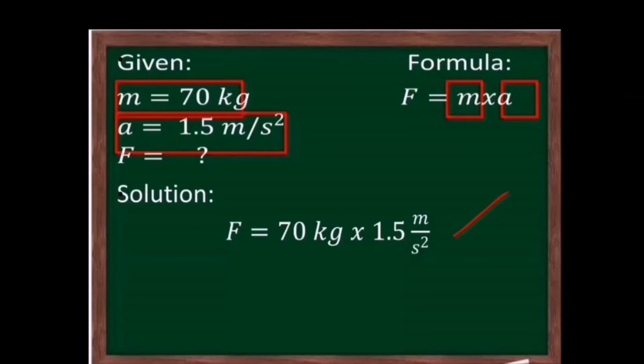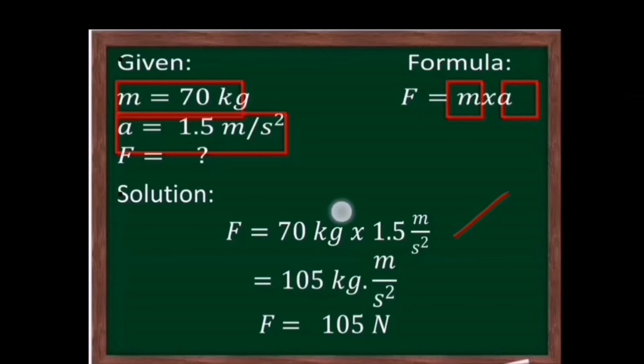So multiply 70 by 1.5, the answer is 105. Then copy and combine the units kilogram and meter per second squared. We know that we can also write kilogram meter per second squared as Newton. So the answer can also be written as force is equal to 105 Newton.